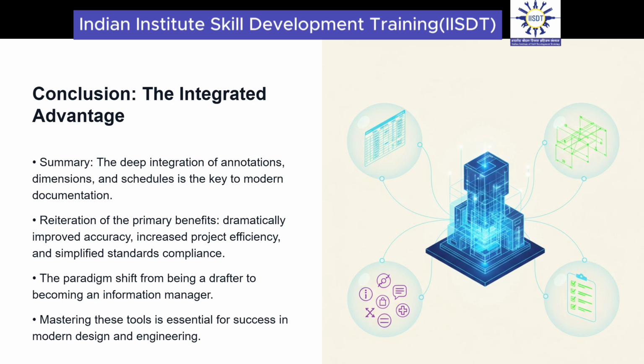First, accuracy is significantly improved. By establishing a single source of truth in the model and dynamically linking all the documentation to it, we virtually eliminate the risk of contradictory information and costly human errors. Second, efficiency skyrockets. The automation of schedule creation, the associativity of dimensions, and the ability to make a single change that propagates across the entire document set saves countless hours of manual labor. Finally, compliance with project, corporate, and industry standards becomes easier to enforce and verify. By embedding these standards into our templates and styles, we ensure consistency and quality from the very start.